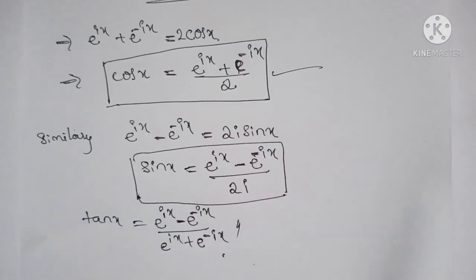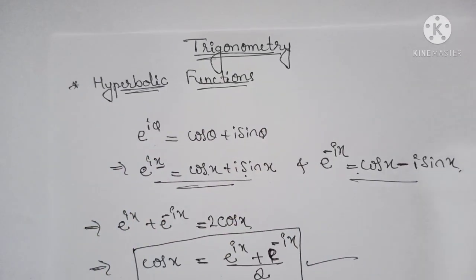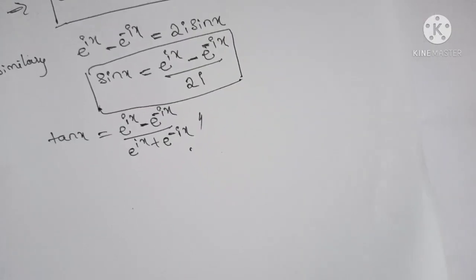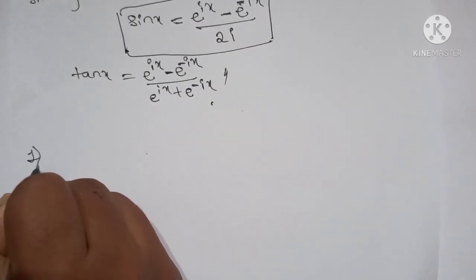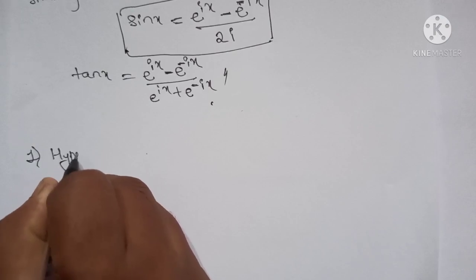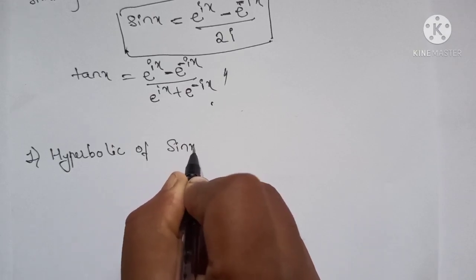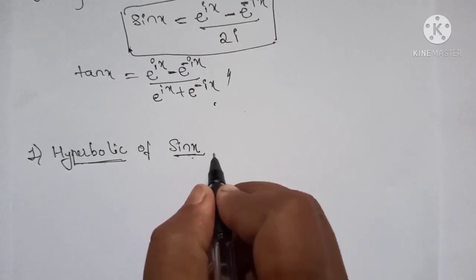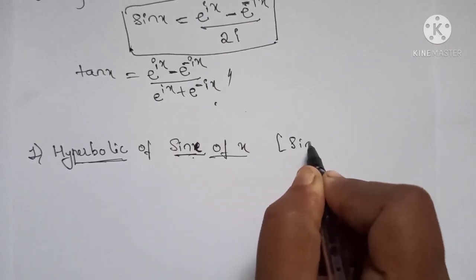Here we define another set of functions, the hyperbolic functions, that is hyperbolic sin x, hyperbolic cos x and hyperbolic of other functions. So here we define those functions by first definition 1, hyperbolic of sin x, which is denoted by sin hx.